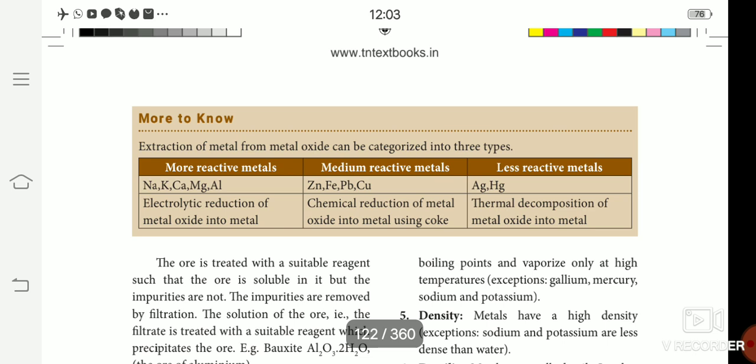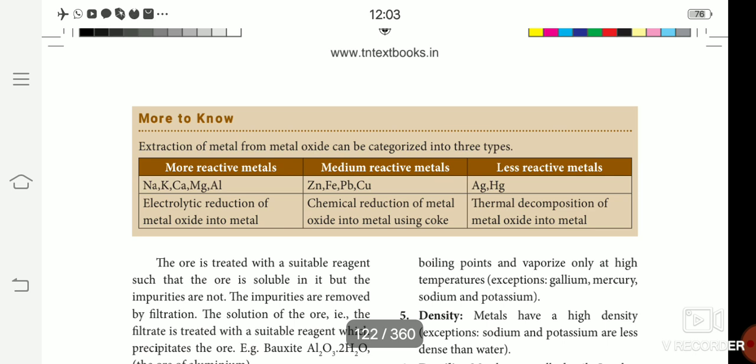So silver Ag, mercury Hg. The more reactive metals undergo electrolytic reduction of metal oxide into metal. The metal reacts in the presence of air, so the metal is converted into metal oxide. So in these more reactive metals, the reaction is metal oxide into metal.